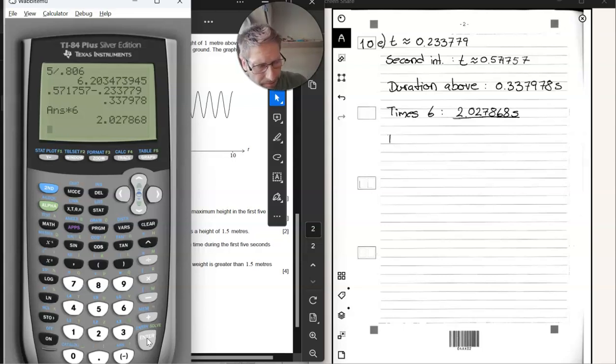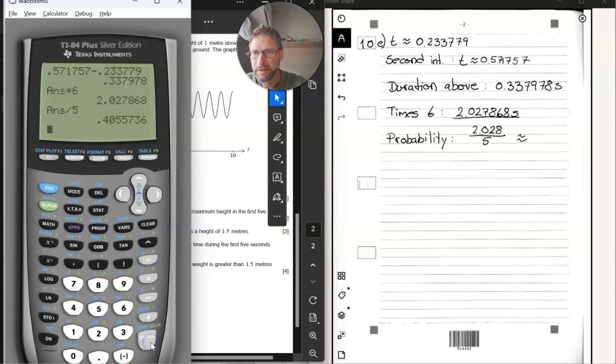So the probability is simply this number, 2.028, I can just round it off here and use all the digits actually, divided by 5 seconds, which of course I do on the calculator by just saying this number divided by 5. And that's 0.406. And that's a final result. So I'm rounding it to 3 significant figures, and that's the probability.